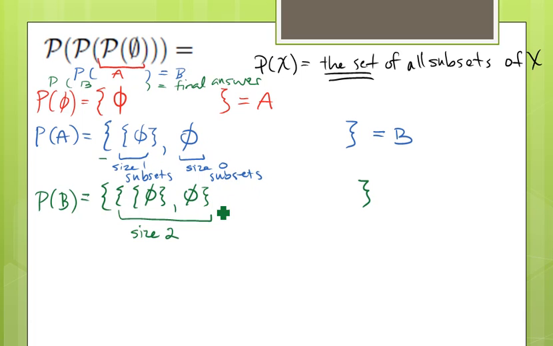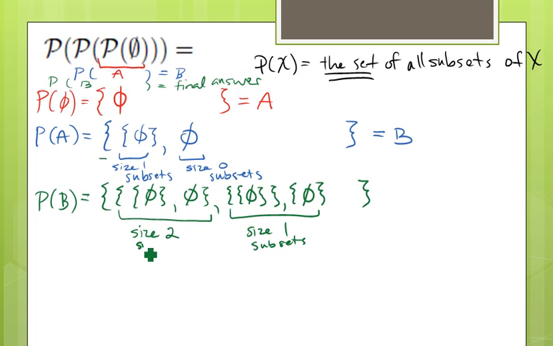Now we're going to do our subsets of size 1. So the first size 1 subset is the first element of B, which is a set containing the empty set. And then our second size 1 subset of B is going to be a set containing the second element of B, which is empty set. So those are our 2 possible size 1 subsets. Okay, so then we move on to our ever-present size 0 subset, just the empty set.